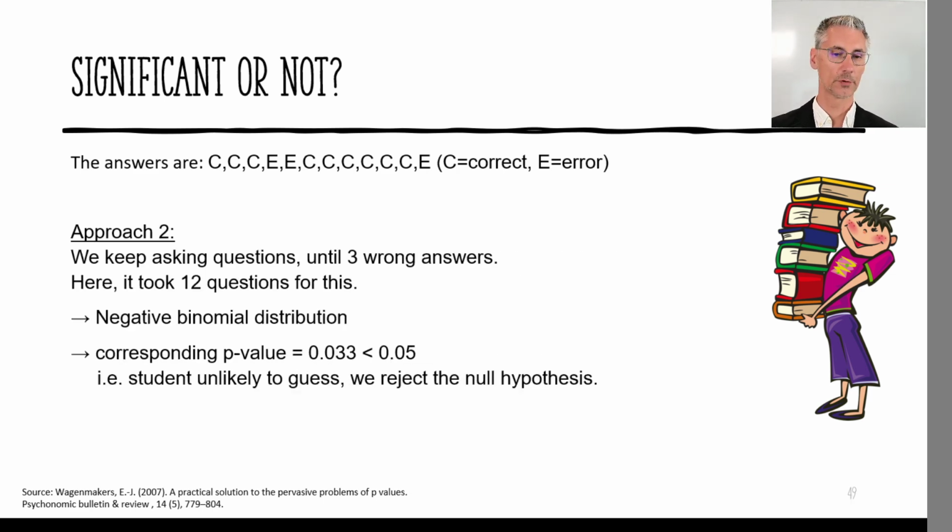However, we could also say we keep asking questions until the student gets 3 wrong answers. And here in this example, it took 12 questions to do this. Now, we don't model this with the binomial distribution, we do this with the negative binomial distribution, right? So here the corresponding p-value is 0.033, which is smaller than 0.05, so the student is unlikely to guess. We reject the null hypothesis.